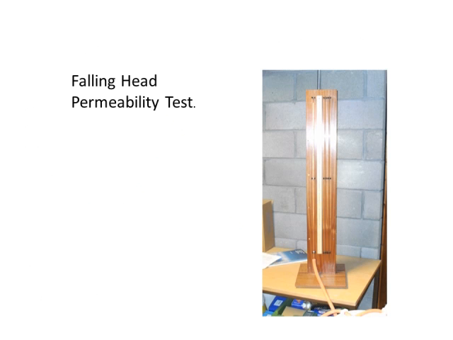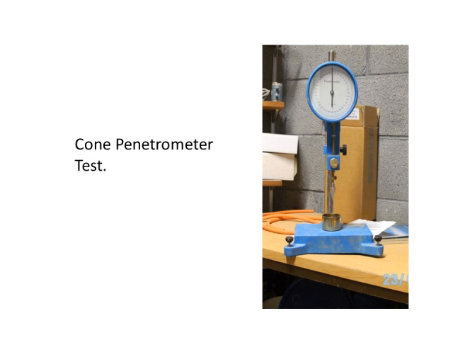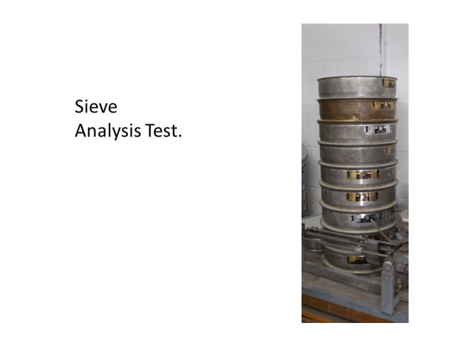The falling head test is used to determine the coefficient of permeability of fine soils, such as fine sands, silts, and clays. The cone penetrometer test is used to determine the liquid limit of a soil sample. The sieve analysis test determines what percentage of the soil is silt and the percentage of clay, and the soil classification.